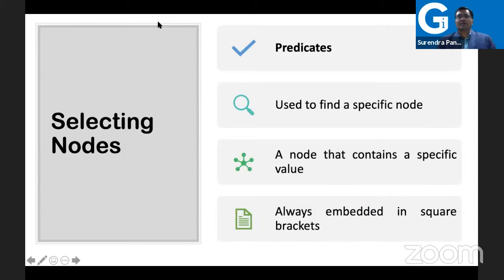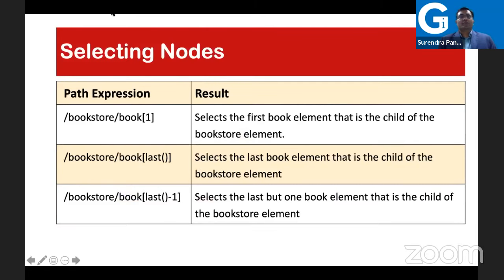How do you select nodes? How do you select a specific node, a node having a certain value? How do you access this? That also we are going to see. There is a way to select nodes, so let us understand that also.